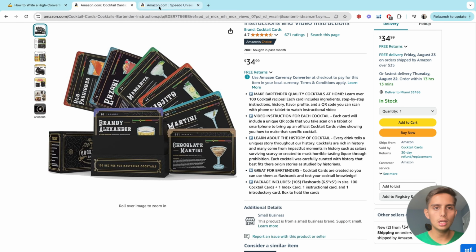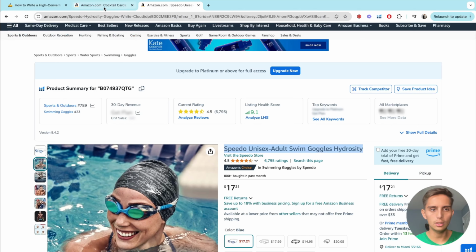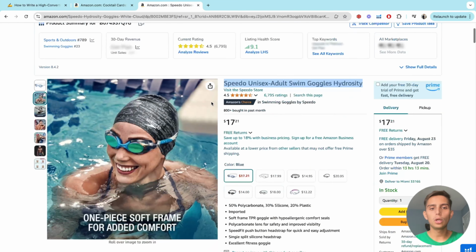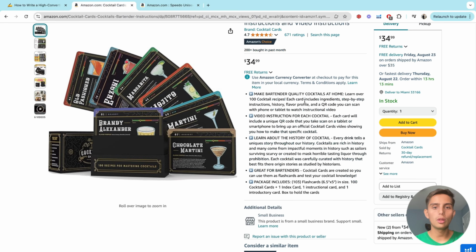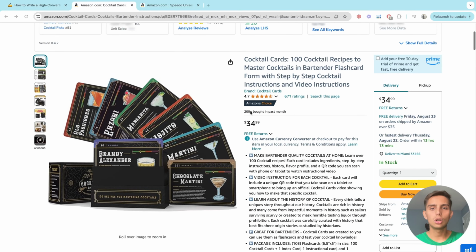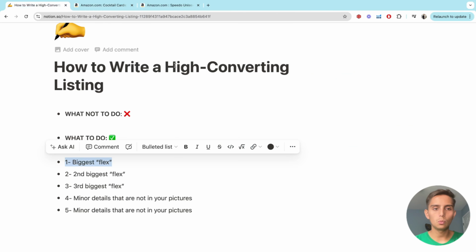So basically, we can just disregard this. We're not going to use it anymore. We are aware that we should not do this. Okay, instead we should do this. Okay, these cocktail cards product, this is exactly what we should do.